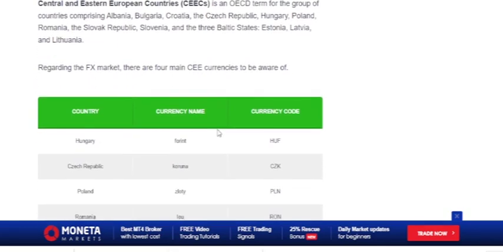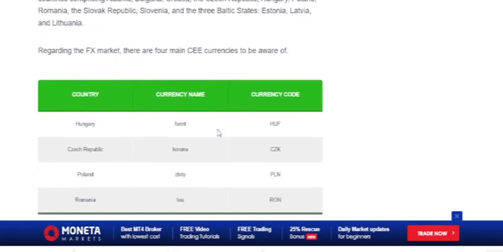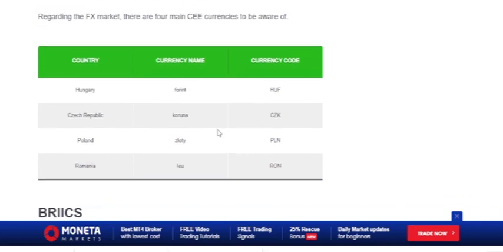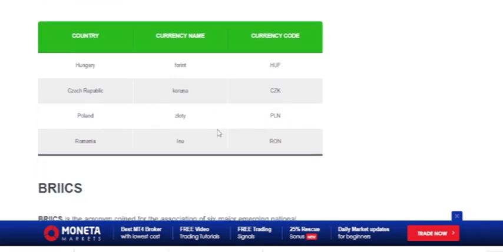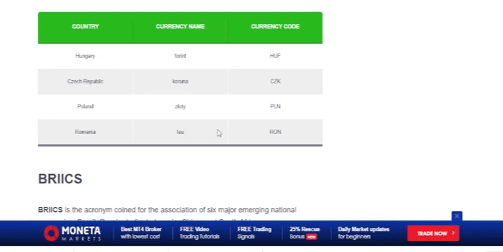Regarding the FX market, there are four main CEE currencies to be aware of. Country, currency name, currency code. Hungary, forint, HUF. Czech Republic, koruna, CZK. Poland, zloty, PLN. Romania, leu, RON.